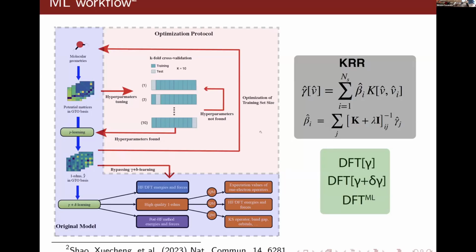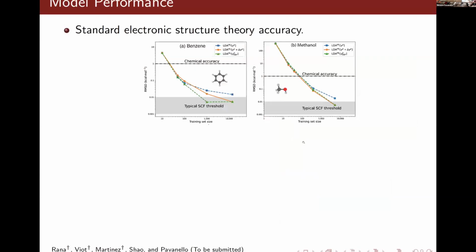Okay, so now how does our model look? At first we looked at the performance of our model in the energy predictions. Here I have shown you the RMS error in the energy predictions as a function of training set size for these two small molecules with all these ML models. If your goal is to achieve chemical accuracy, which is typically 1 kcal per mole, you can get there by using just a few tens of training points for both molecules.